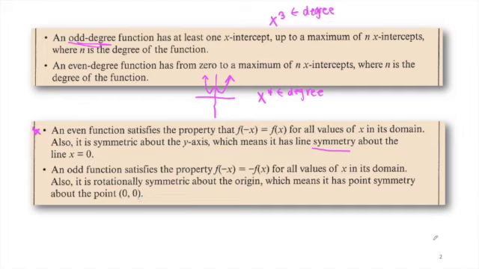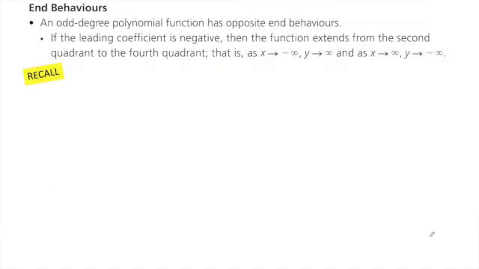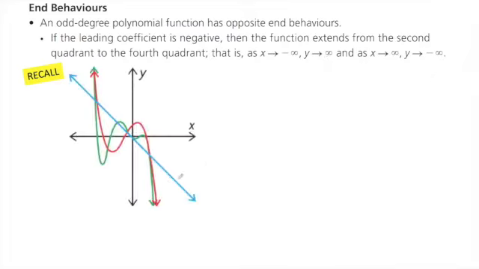Okay. So what we're going to do is just do a little bit of recap on some end behaviors. Remember, an odd degree polynomial function has opposite end behaviors. So if it starts up, an odd degree has to finish pointing down, or if it starts pointing down, it has to finish up. Remember, if the leading coefficient is negative, that means it's going to finish pointing down. Then the function extends from the second quadrant to the fourth quadrant. That is, as x approaches negative infinity, y approaches positive infinity, and as x approaches positive infinity, y approaches negative infinity.